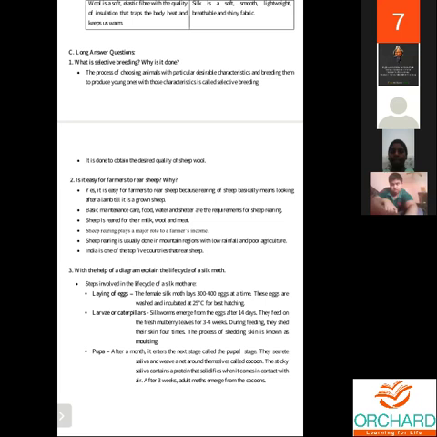Good quality of food should be given. Good, clean water should be given. Proper shelter should be there. Sheep is reared for their milk, for wool, and for meat. Sheep rearing plays a major role in a farmer's income. In the dry mountainous regions, it plays an important role. It becomes a source of income.